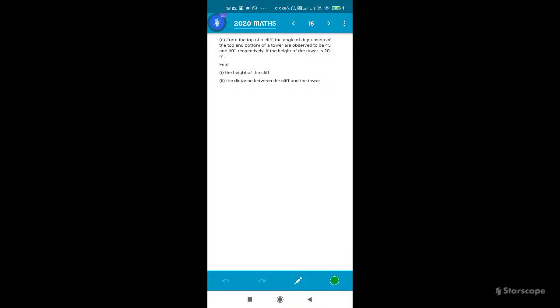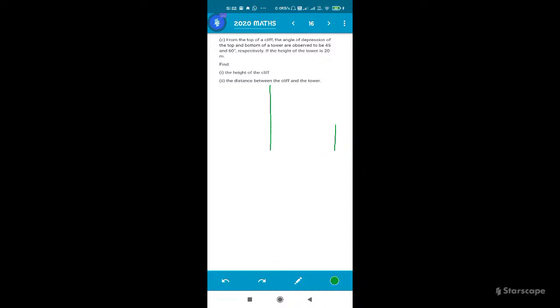Alright, let us make the cliff. This is the cliff and this is the tower. Why have I made the tower a straight line? Because we have been told the angle of depression of the top and of the bottom, so definitely we have to draw a top and a bottom of the tower. That's why I have made a straight line for the tower. But if the height of the tower was not given, or if this top and bottom thing was not given, I could have taken the tower to be a point object.